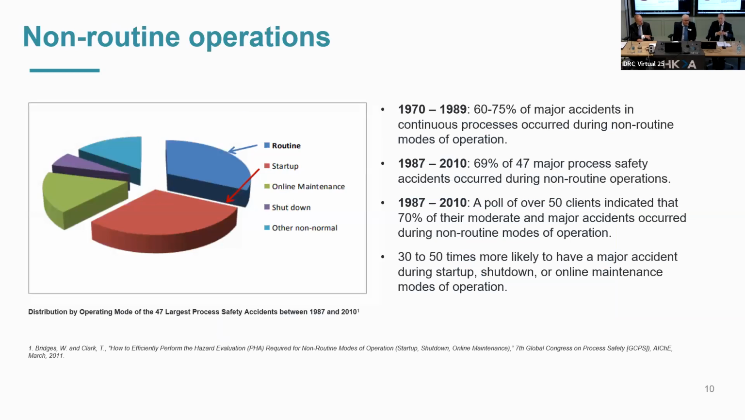I just wanted to highlight this slide. This is a study that was carried out in 2011, and it showed that over nearly 20 years of operation from 1970, nearly 75% of major accidents on continuous processes were due to non-routine operations. It worked out that you're 30 to 50 times more likely to have an incident during a non-routine operation. Although this study was in 2011, it's still valid today.